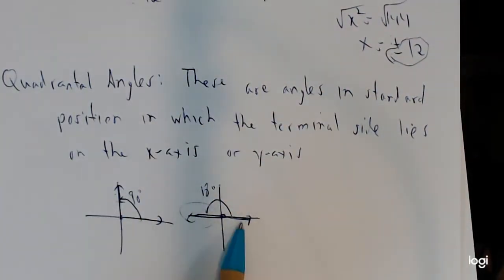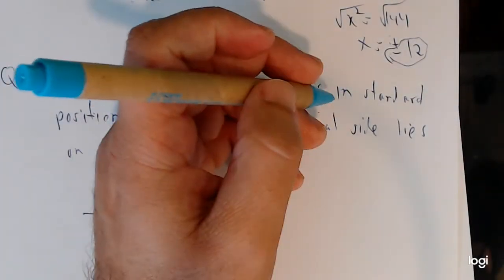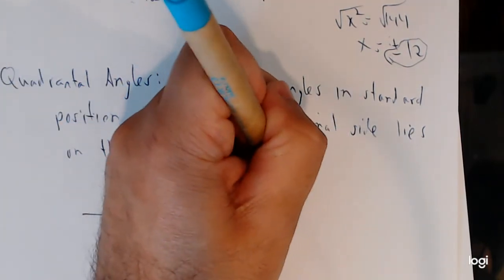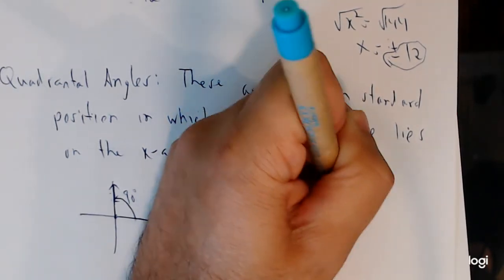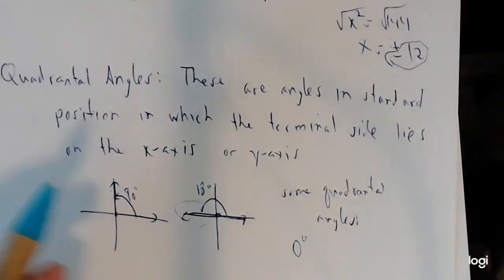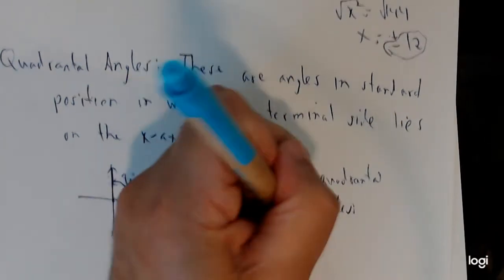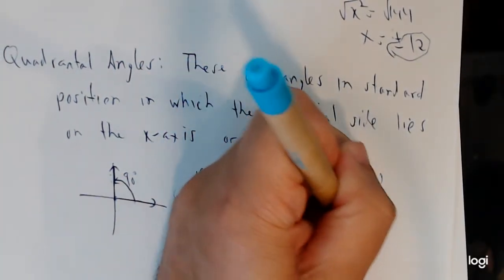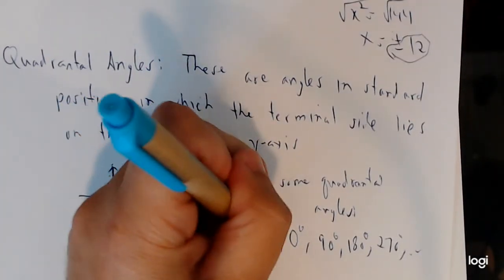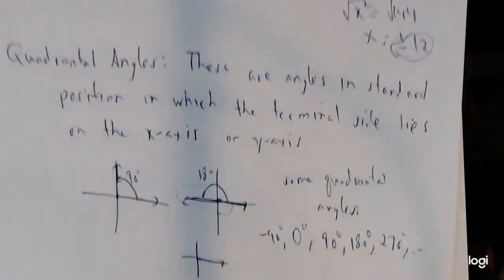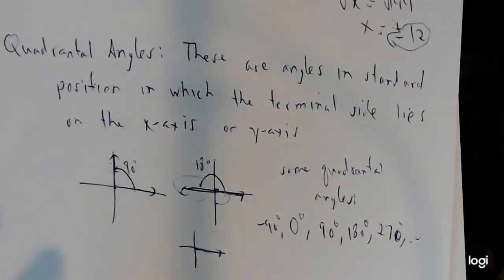It's basically when your terminal side lands on the x-axis or the y-axis. So if I were to list them out, some quadrantal angles are even 0 degrees, right? Because 0 would say, start from the initial side and don't rotate, which means you end up there. So 0 degrees, 90 degrees, 180 degrees, 270 degrees. These are all quadrantal. And then I could even say negative 90 degrees, which would mean rotate this way, right? So these are my angles that are quadrantal, okay?